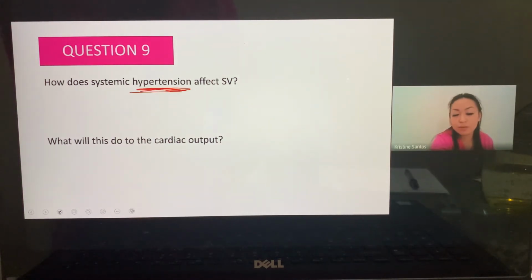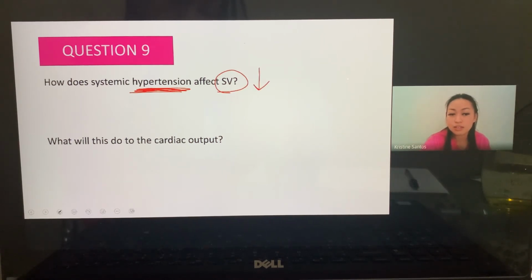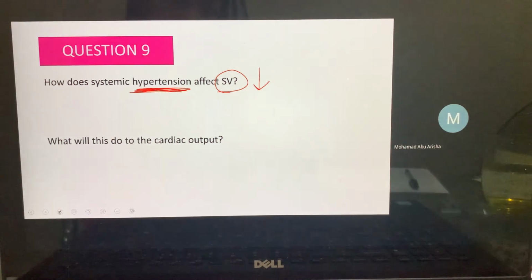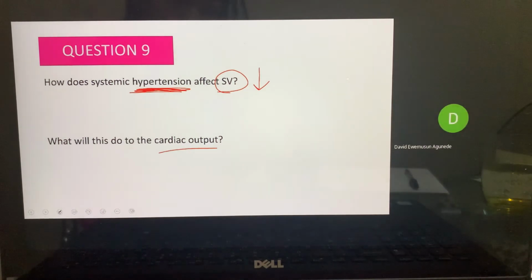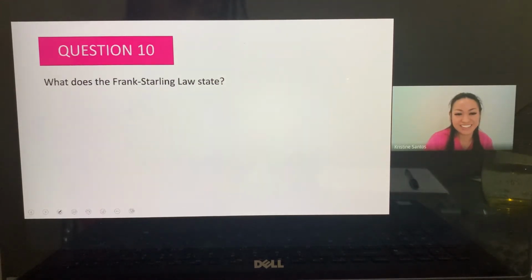Decrease, yes. If we have hypertension, we have high pressure in the systemic circulation, in the arteries. So that means we have a high afterload. And remember, afterload is inversely proportional to stroke volume. So if we have hypertension, it's going to be harder for the left ventricle to pump blood out. So it's going to decrease the stroke volume. Okay? Is that clear? Yes. So again, if we decrease our stroke volume, what's going to happen to cardiac output? Decrease. Yes. Last one.